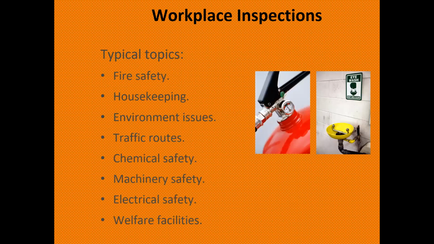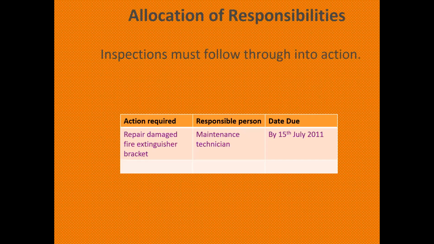Typical inspections include what we mostly need to have in the inspection: fire safety, housekeeping, environmental issues, traffic routes, chemical safety. These are some major points which we need to ensure. And these hazards are mostly available in all workplaces, whether it's a production unit, construction, building, infrastructure, chemical plant, manufacturing unit, industry, warehouse, or material supply chain sector. So these are some typical items which we need to inspect in the workplace.